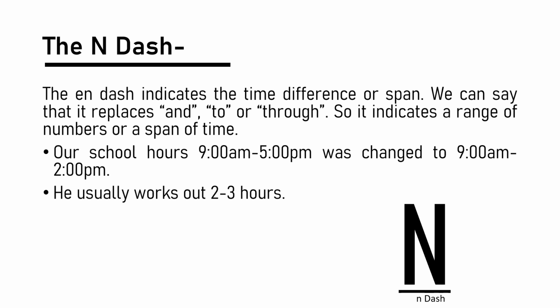Example goes like this. Our school hours 9 am to 5 pm was changed to 9 to 2 pm. Here the dash used to present the time is an n dash. Next one. He usually works out 2 to 3 hours.